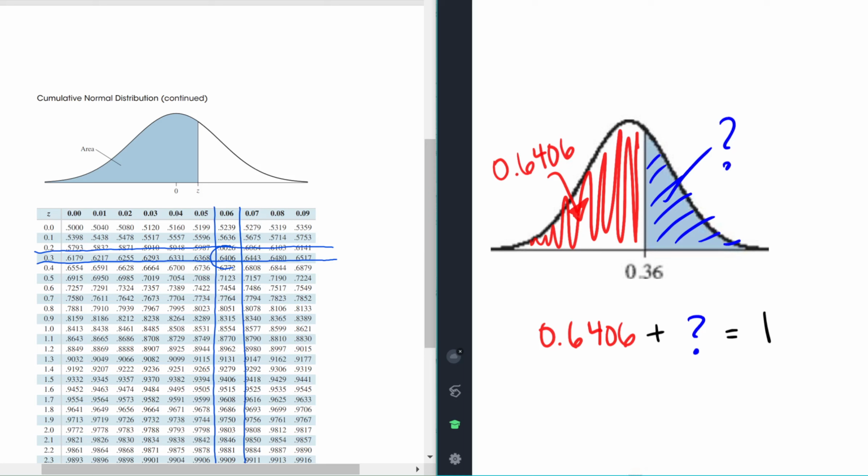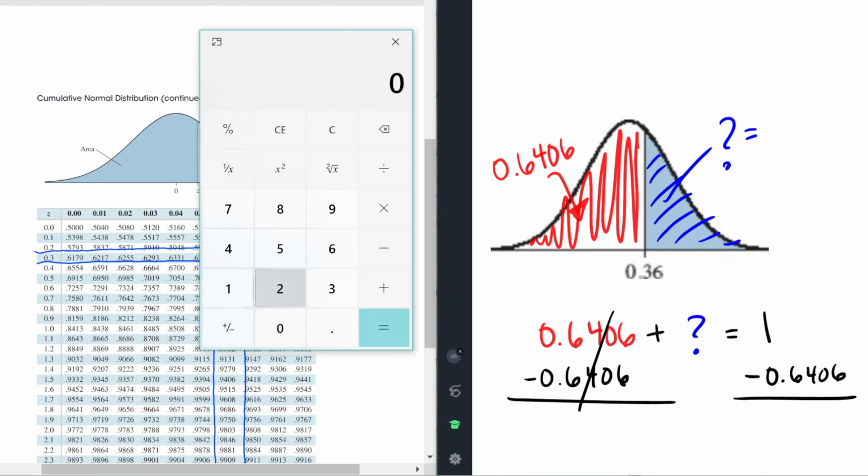So the unknown piece that we're looking for plus the 0.6406 equals 1. Thus we can find the unknown piece by subtracting from both sides. And when we do, we will find that this is exactly equal to 0.3594.